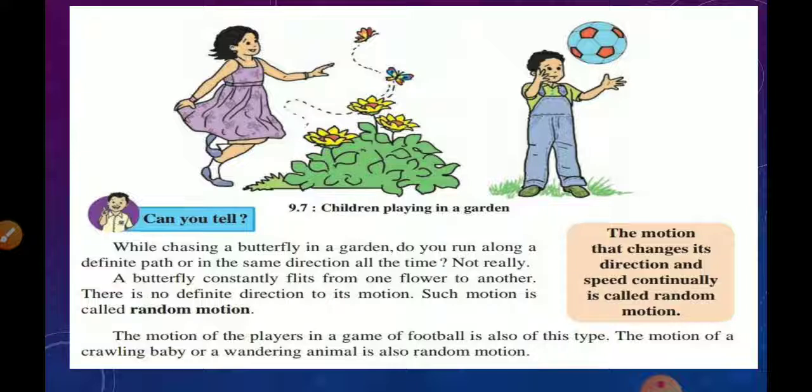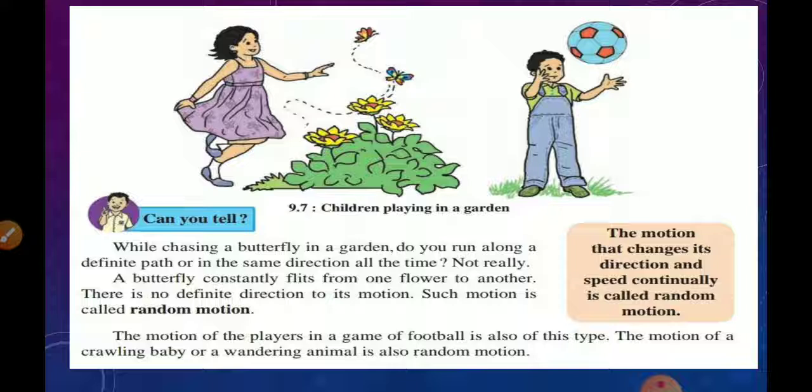To catch it, we run in any way, right? We are not running in a straight line, we are not going in a circular path. We run as needed, isn't it? We do not run along a definite path. So this is called random motion. We run in any way, there is no particular line or round, so this is called random motion.